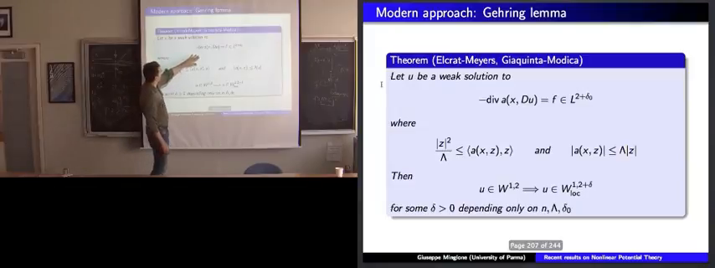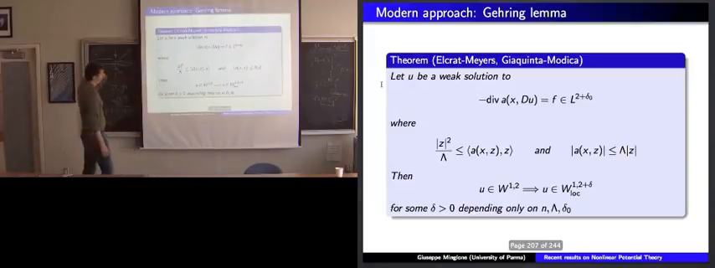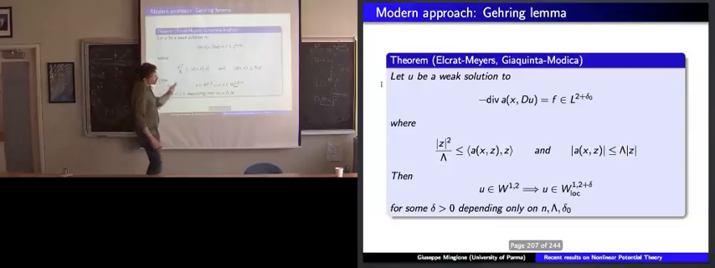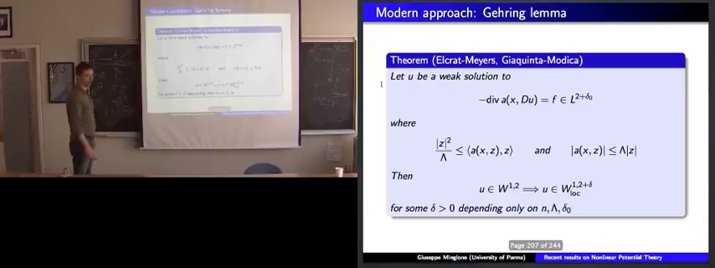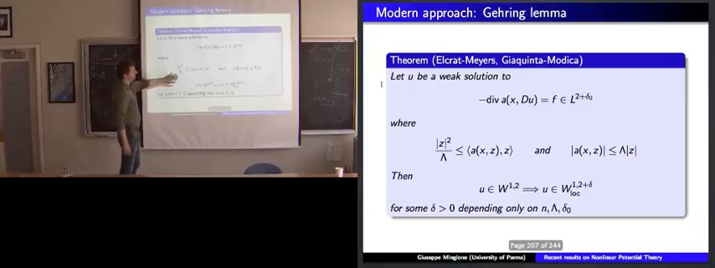Essentially, for the linear case, this is the famous theorem of Meyers. Then this was obtained by Elcrat and Meyers with an initially unstable proof, and then it was fixed by Gehring and generalized to the nonlinear case in the local setting. This is from the 70s.